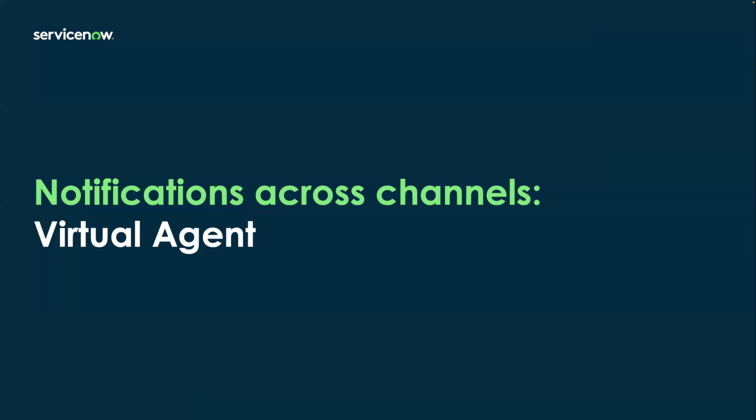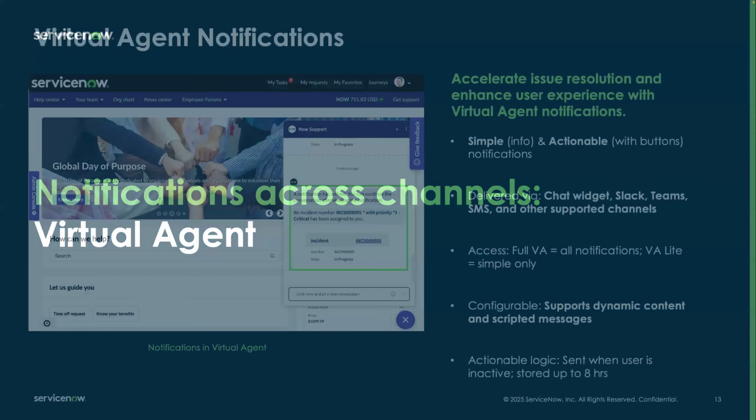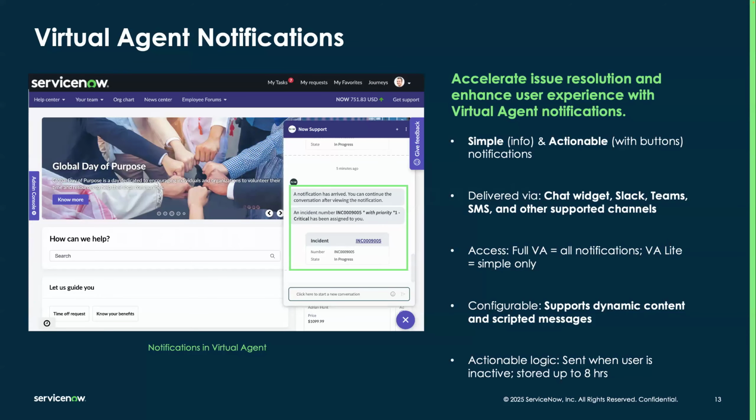Now, till now, we have been focusing on notifications within the Employee Center portal. It is also important to recognize that notifications are also available across other omni-channel experiences like virtual agent and now mobile and email and so on. So, for example, a user might get an approval notification on the portal, but also see it pop up in a virtual agent chat or receive it as an email, depending on how their experience has been configured by the admins in their organization.